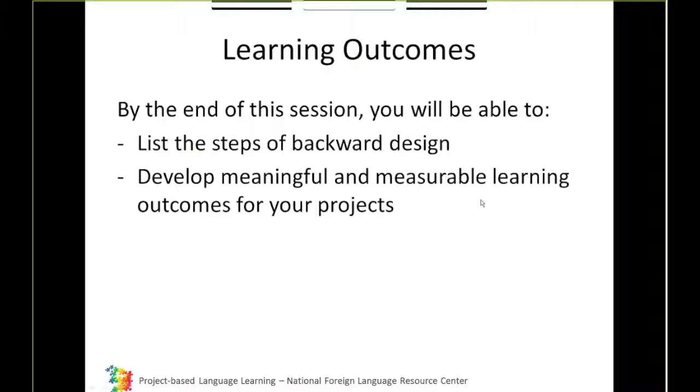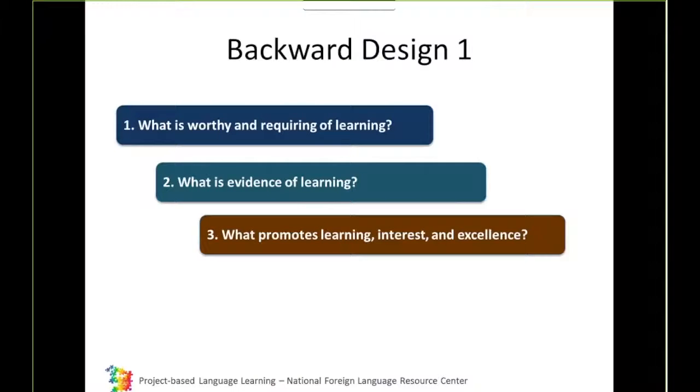All right, so by the end of this session, I hope that everybody will be able to list the steps of backward design, and you will be able to develop meaningful and measurable learning outcomes for your projects. So let's cover what a backward design is. In backward design, the instructors think about what is worthy and requiring of learning.